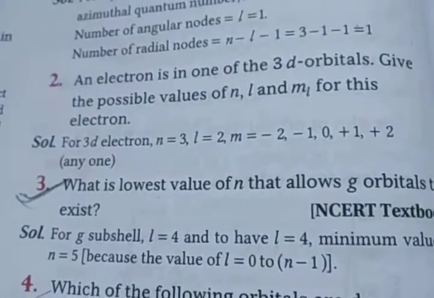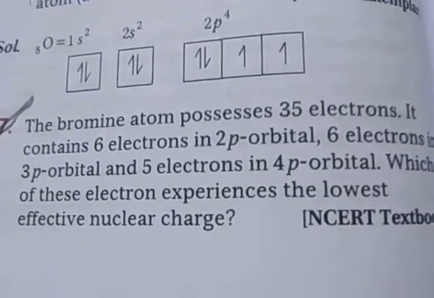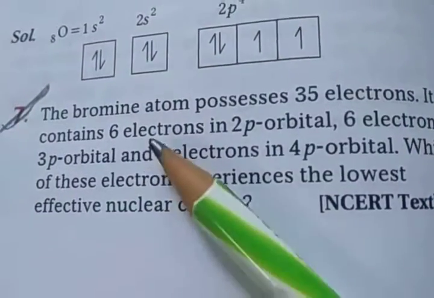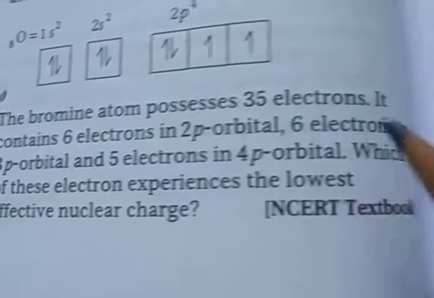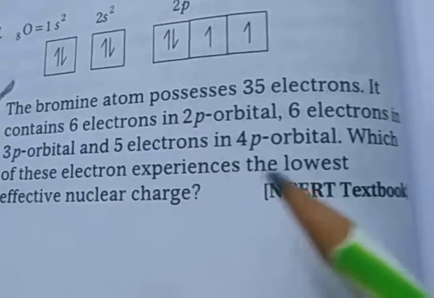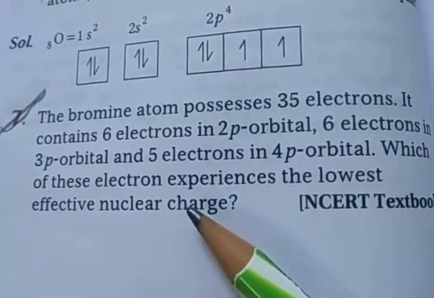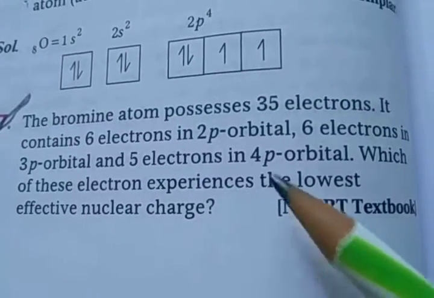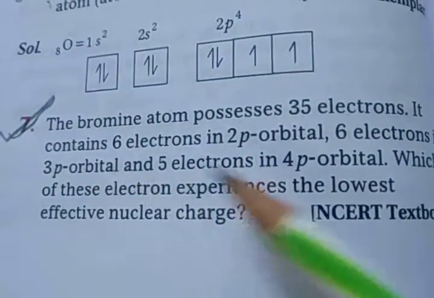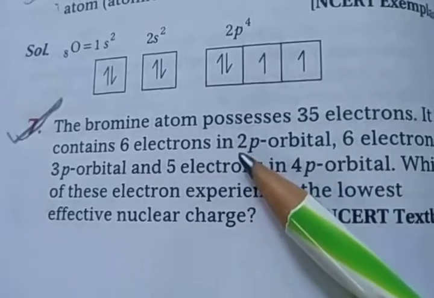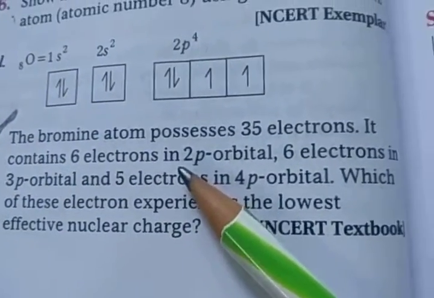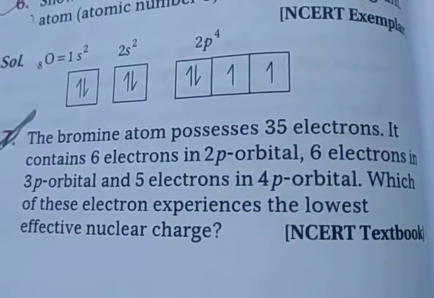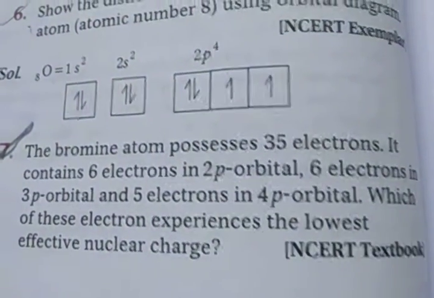Okay, next question is, the bromine atom possesses 35 electrons. It contains 6 electrons in 2p, 6 electrons in 3p and 5 electrons in 4p. Which of these electrons experience the lowest effective nuclear charge? Here you see 2p, then 3p and then 4p. 2p is nearest. The lowest means far away from the nucleus, so the 4p orbital.